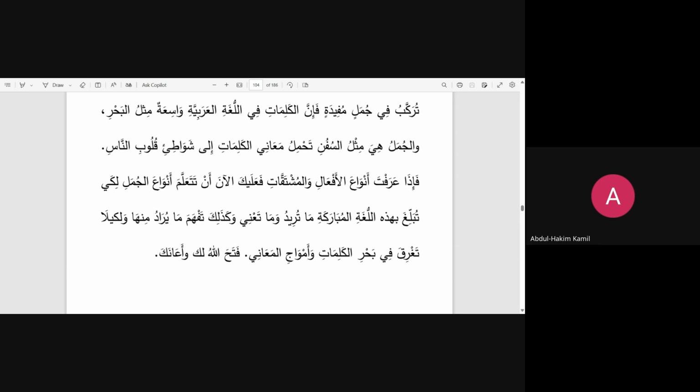فَإِذَا عَرَفْتَ أَنْوَاعَ الْأَفْعَالِ. What does that mean? The kinds of verbs. وَالْمُشْتَقَاتِ, the different kinds of mushtaqat. فَعَلَيْكَ الْآنَ أَنْ تَتَعَلَّمَ أَنْوَاعَ الْجُمَلِ. You have to learn the different kinds of sentences. لِكَيْ تُبَلِّغَ بِهَذِهِ اللُّغَةِ الْمُبَارَكَةِ مَا تُرِيدُ وَمَا تَعْنِي. What does that mean? لِكَيْ تُبَلِّغَ.